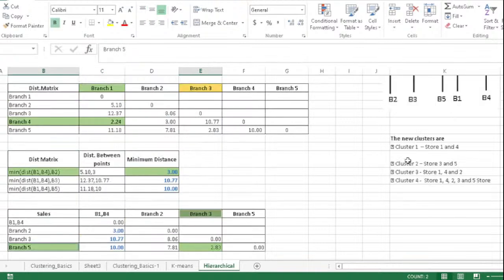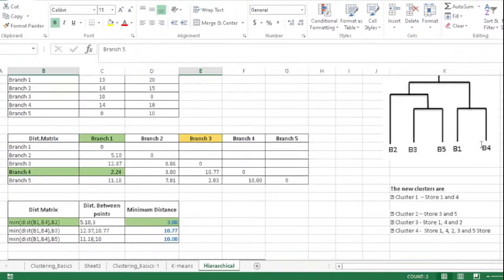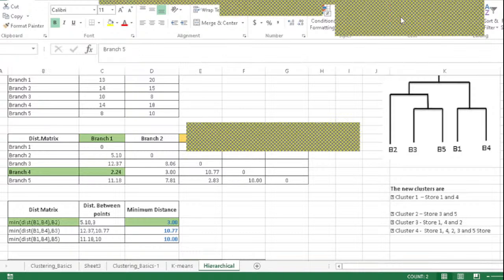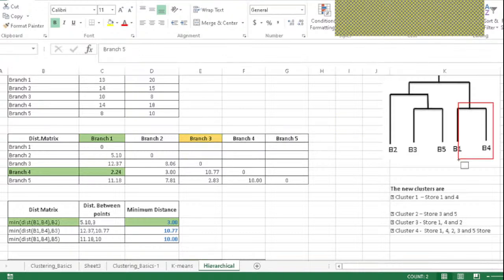So this is my first clubbing happening. This is my first group of cluster. This is my second group of cluster created. And then I club this second group with B2 because the distance between B3 and B5 is closest to B2. I club them into one cluster and ultimately form a final cluster.